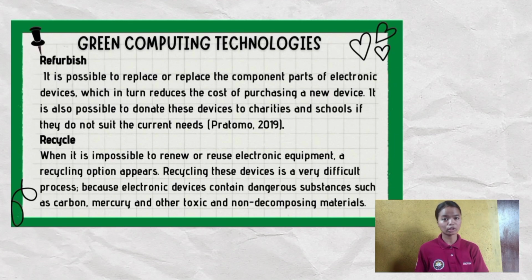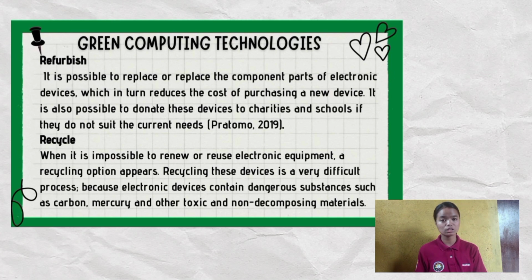Green computing technology. So the first one is refurbishing. It says that instead of buying new devices, the components or the specific parts of the electronic devices can be replaced, restored, or updated.